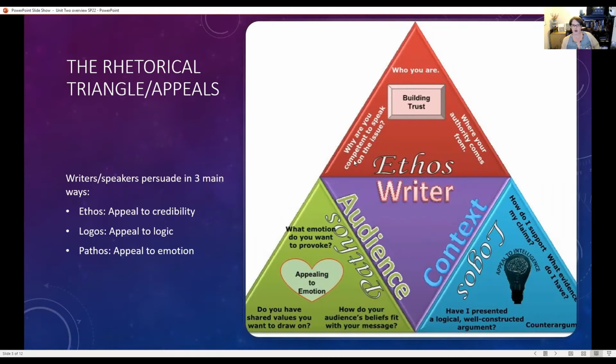So why are you competent to speak on the issue? And where does your authority come from as a writer? You've done the research, you want to be credible. So think of ethos as being corresponding to the writer.